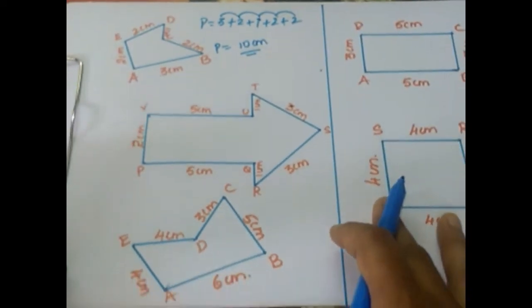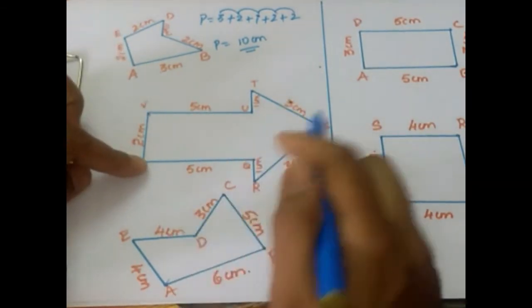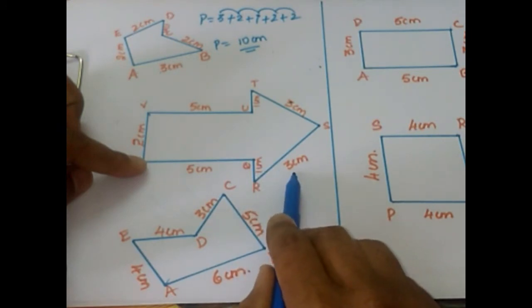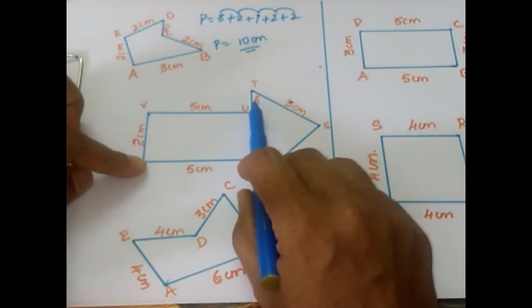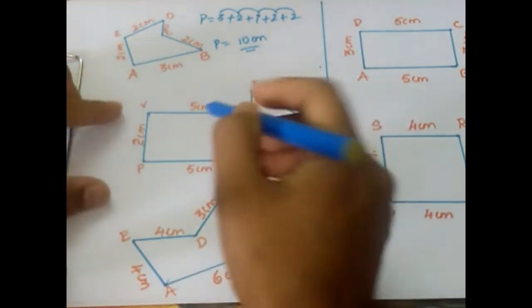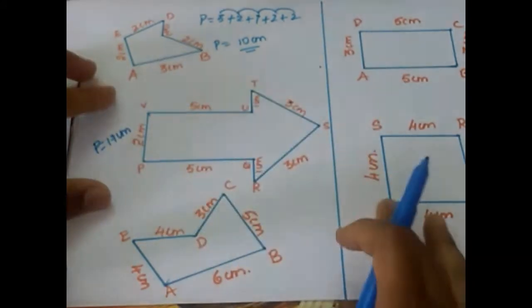In the same way, observe the second diagram. Let's calculate mentally what is the perimeter of this closed figure. 5 plus 1 is 6, plus 3 is 9, plus 3 is 12, plus 1 is 13, plus 5 is 15, plus 2 is 17. So the perimeter of the second closed figure is 17 cm.